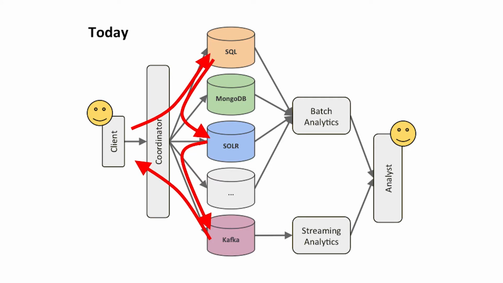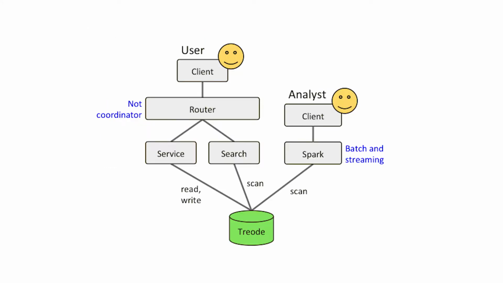With the conditional batch write and with the ability to scan over windows of time, we have another option. So here we have a router, and the sole job of the router is to take a request and direct it at one backend. The router does not coordinate multiple backends.